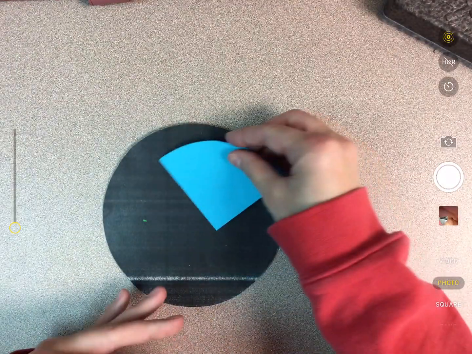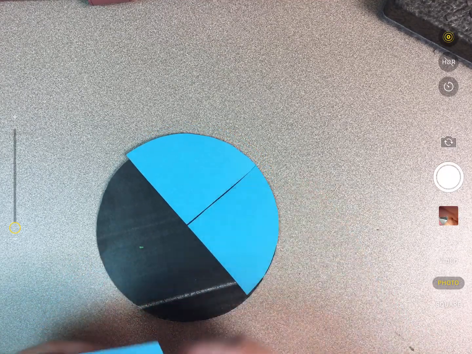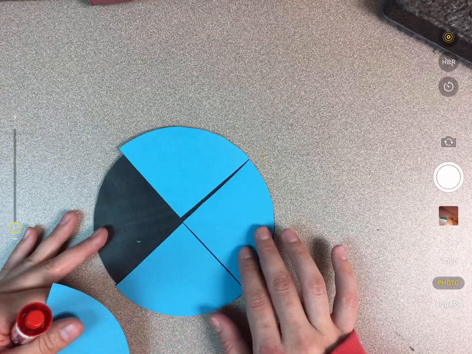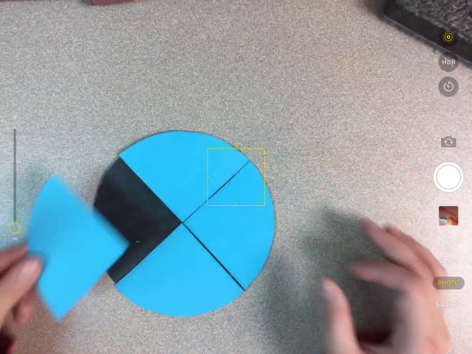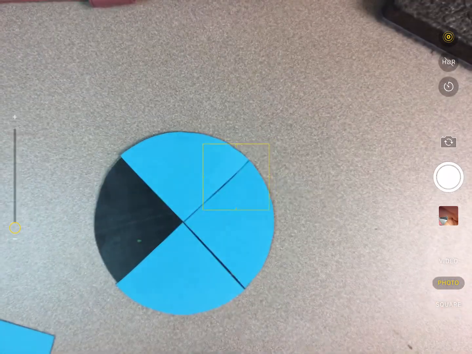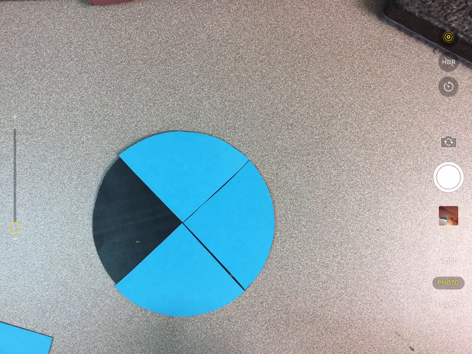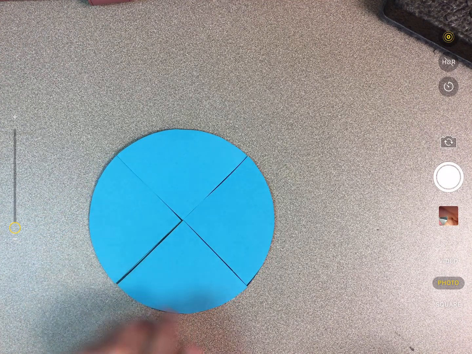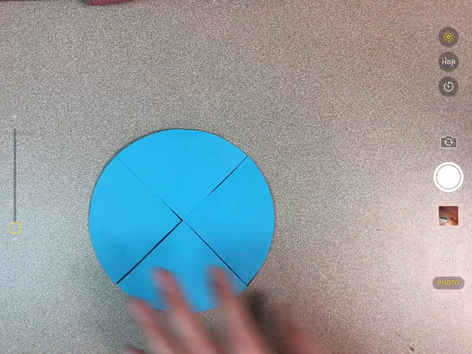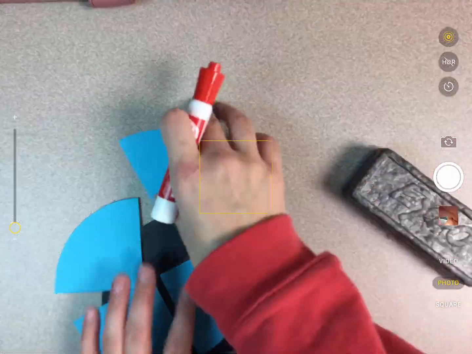Did you show me 3 blues? Do you know why you showed me 3 blues? You showed me 3 blues because this is 3 of the 4 pieces that it makes to take your whole and make it a whole circle, correct? Correct. Good job. Okay, so what is the value of 1 blue if I have 4 blues on my circle? Did you say 1/4?